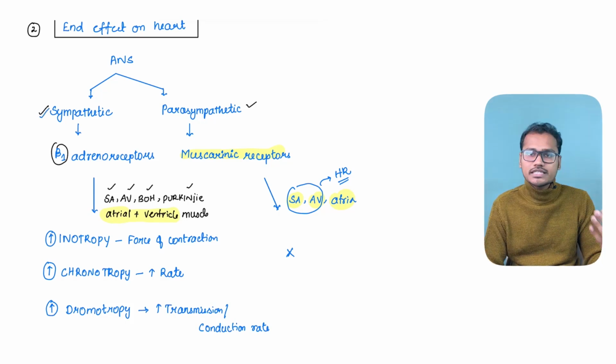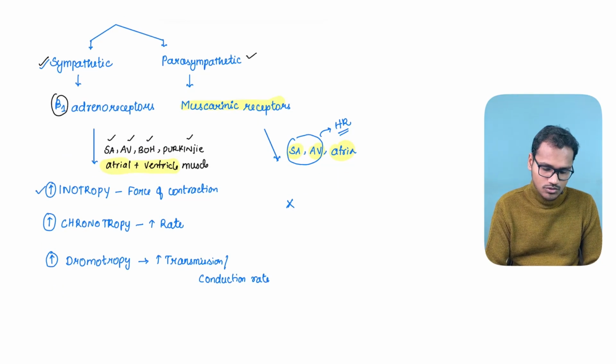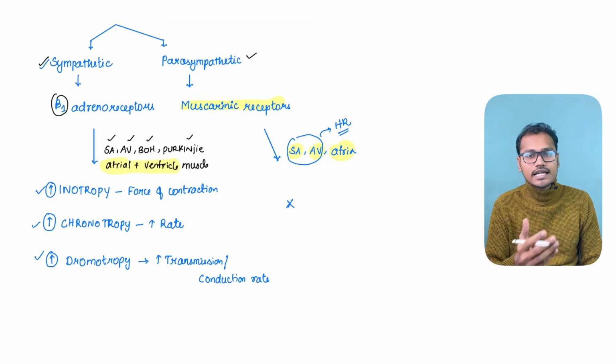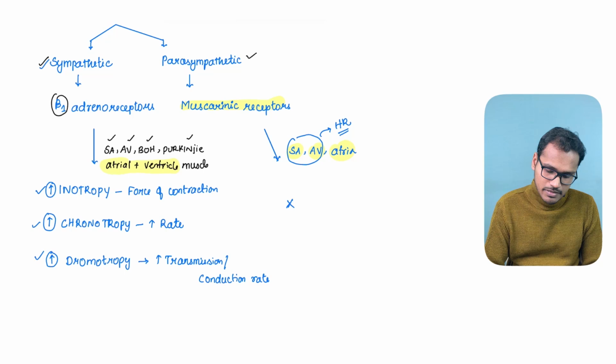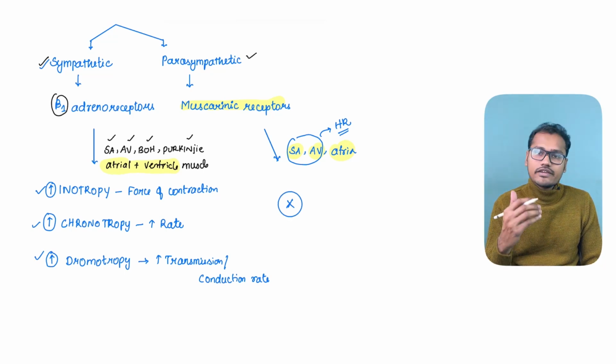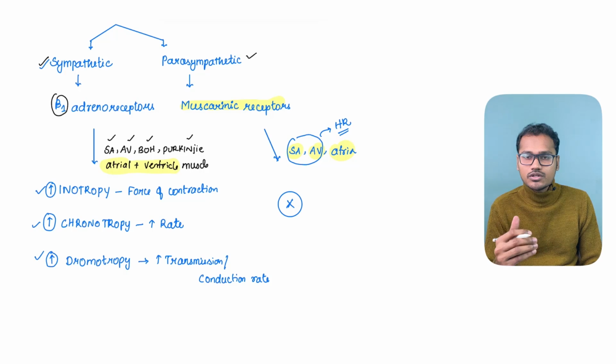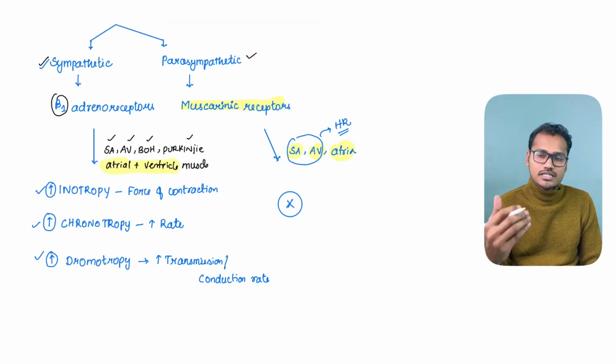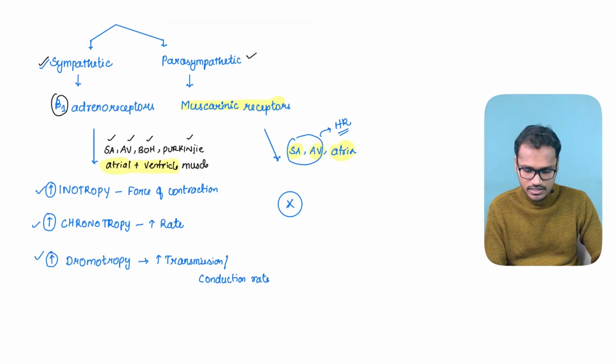So whenever the sympathetic system is activated, we have already studied all these effects. There is an increase in inotropy, force of contraction, chronotropy, increase in heart rate, and dromotropy, increase in the conduction rate. So all this will increase, whereas parasympathetic does the exact opposite of it. So this is the effect of the autonomic neural control on the heart. First we have seen the blood vessels, now we are done with the effect on the heart.